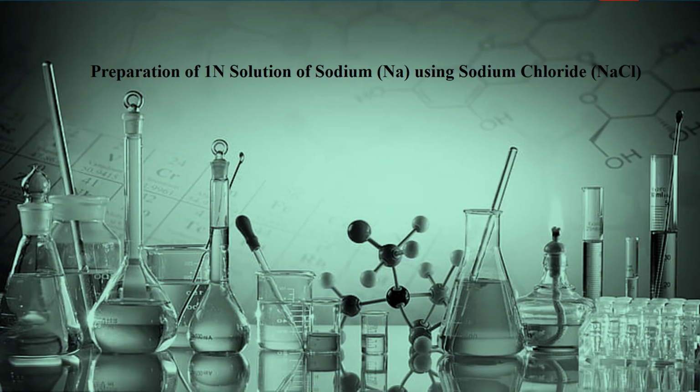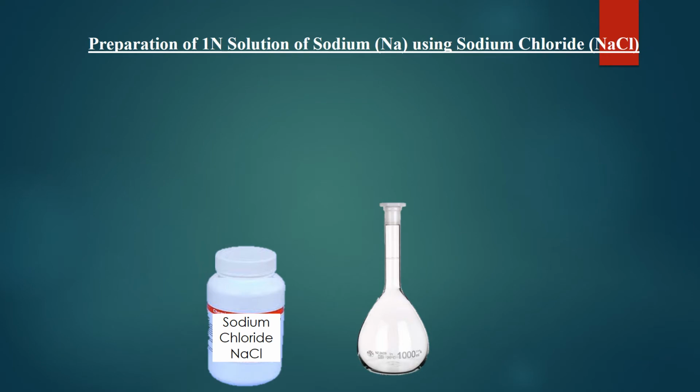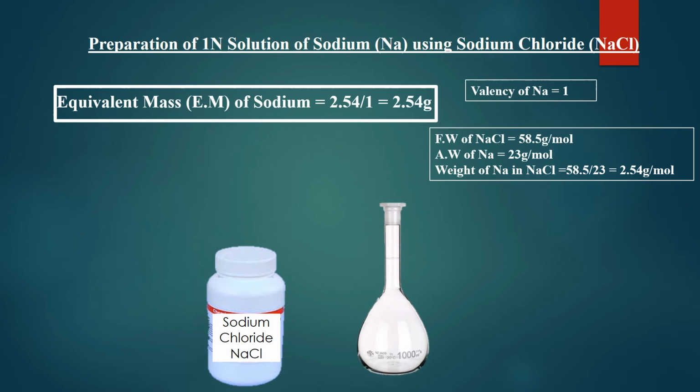Let's discuss the preparation of one normal solution of sodium using sodium chloride salt. Let's do the calculations first. Find out equivalent mass of sodium. Always remember, if you want to find the weight of metal from salt, divide mass of salt by weight of metal. So here we divide 58.5 by 23, which gives 2.54 grams, which is the weight of sodium in sodium chloride. For calculating equivalent mass, divide 2.54 by 1.